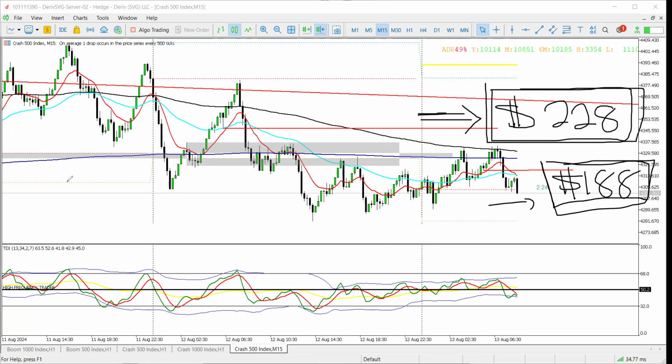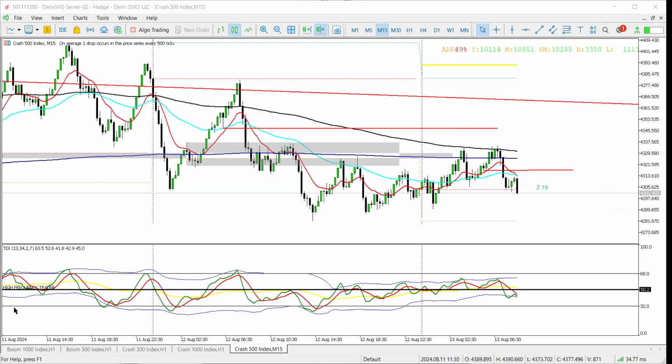So this is today's analysis. Everything which happens in terms of signals today comes from what I've just explained, from all the assets we're looking at. So that's it for me today.